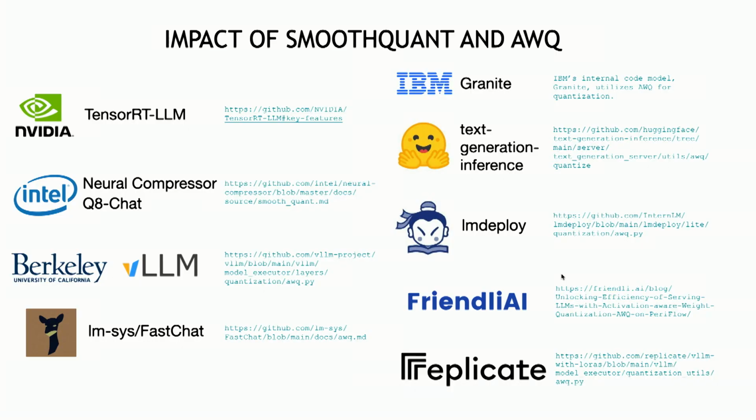And it's been widely adopted by industry. It's an open source project. Everybody is welcome to contribute. It's been adopted by NVIDIA TensorRT-LLM, by Intel Q8 Chat, and also Berkeley vLLM, Berkeley FastChat, and IBM Granite, and a few startups.